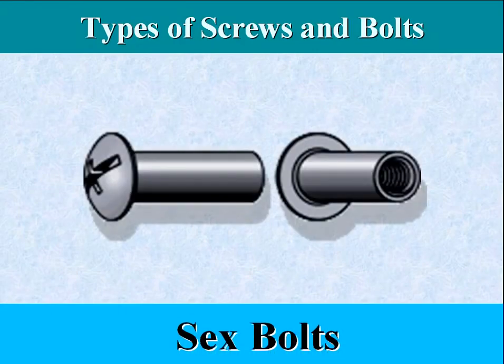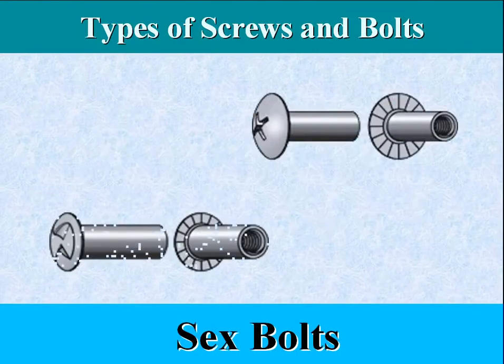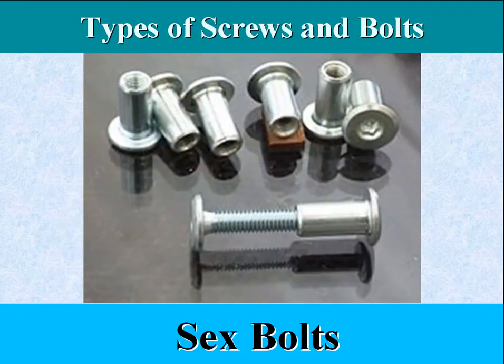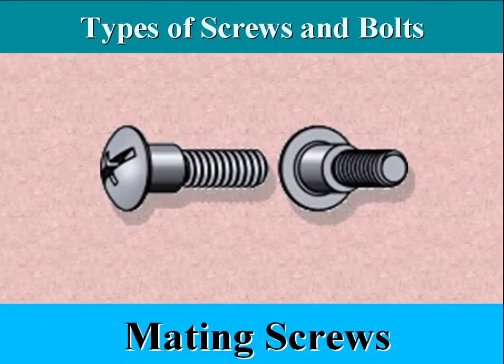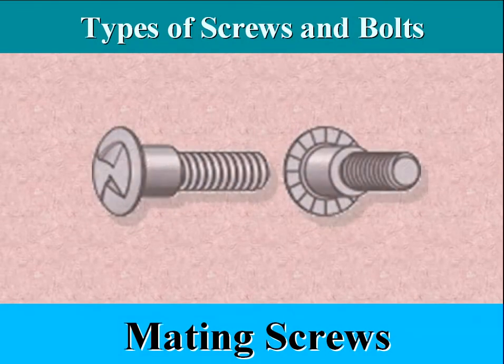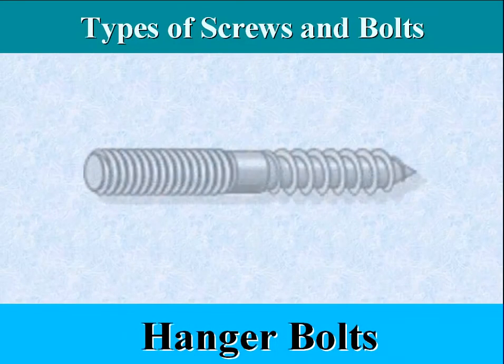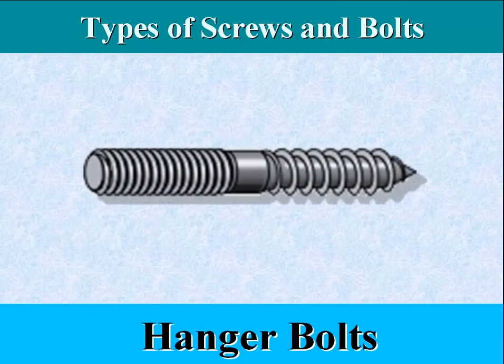Sex bolts, or Chicago bolts, have a female thread and are used for through bolting applications, where a head is desired on both sides of the joint. Mating screws have a shoulder that matches the diameter of the sex bolts they are used with. Hanger bolts have wood thread on one end and machine thread on the other end.